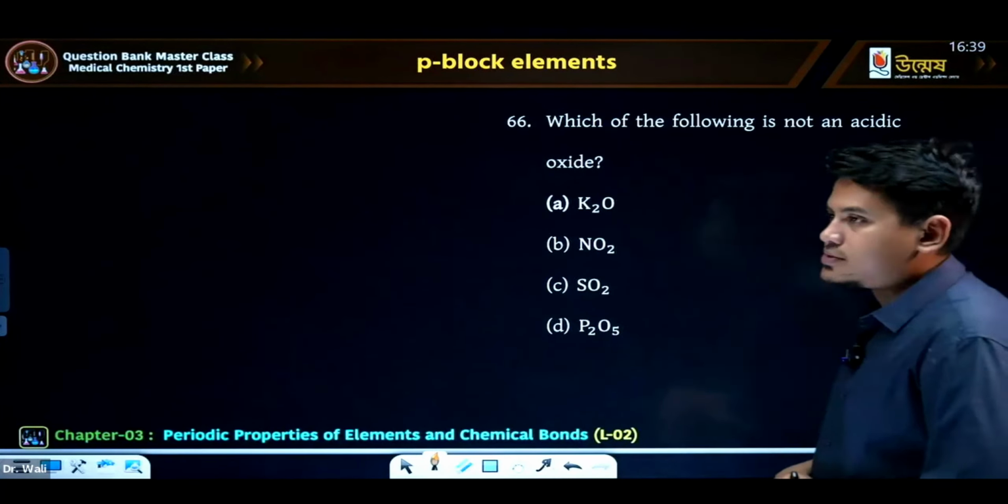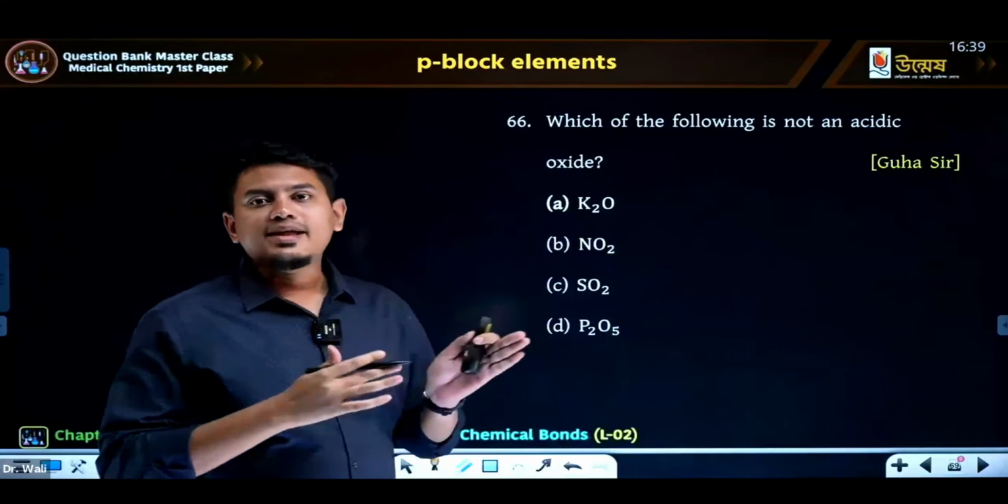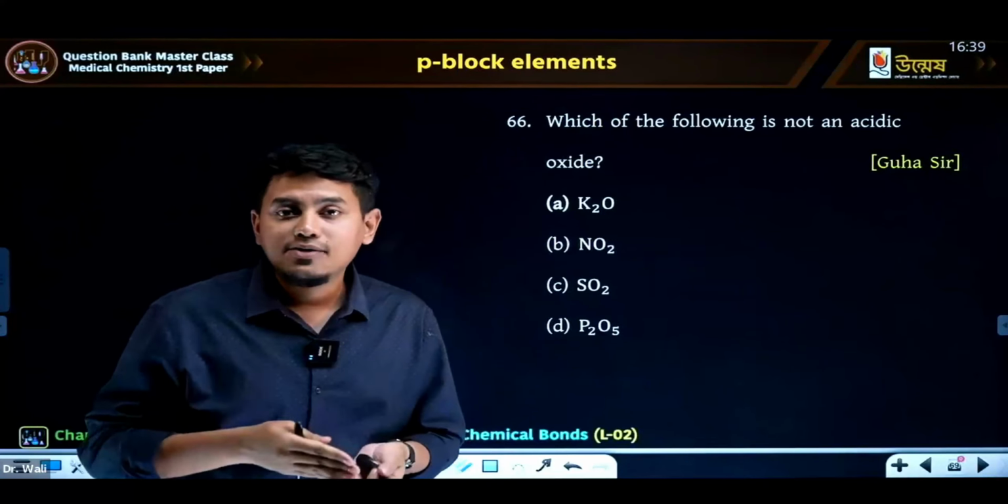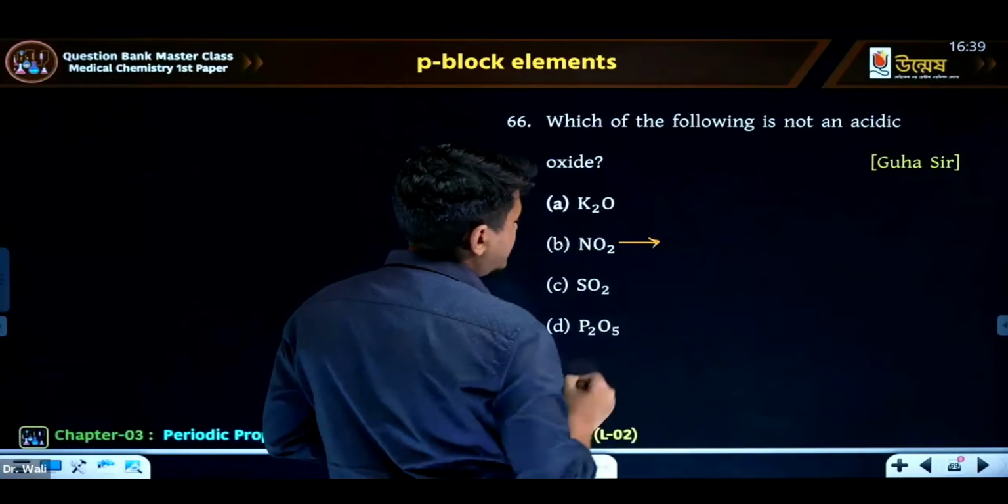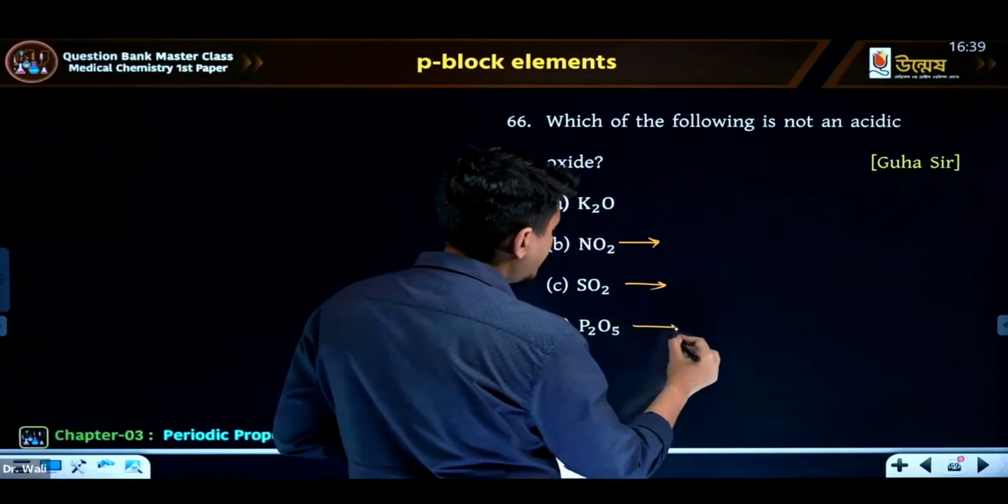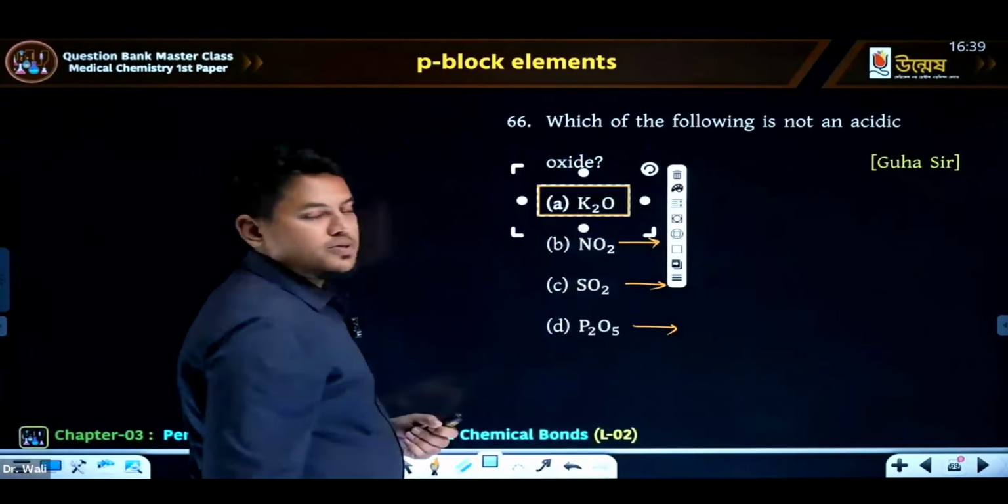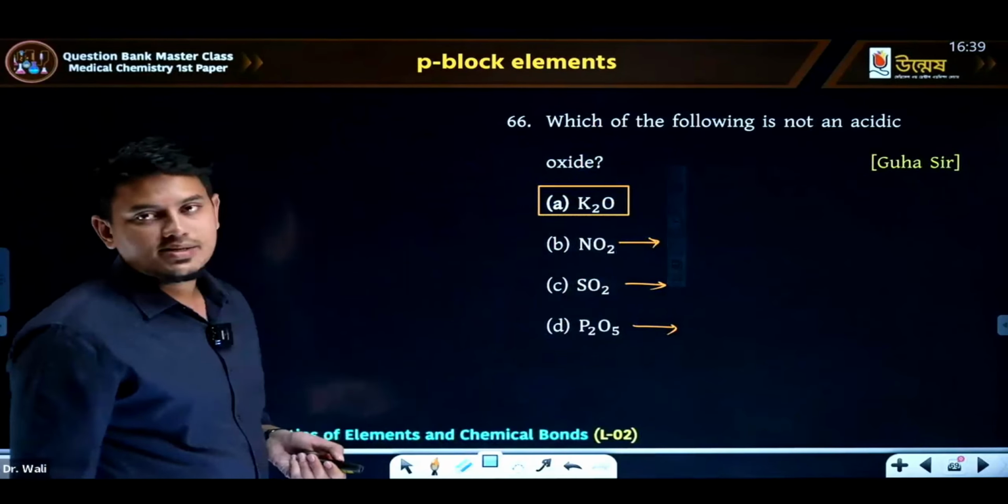In the next question, which of the following is not an acidic oxide? We should analyze all the options using the only concept that we know: acidic oxides are non-metallic oxides and basic oxides are metallic oxides. So we can see that nitrogen dioxide is an acidic one, sulfur dioxide is an acidic one, phosphorus oxide is an acidic one. The only option left is potassium oxide. This is not an acidic oxide.